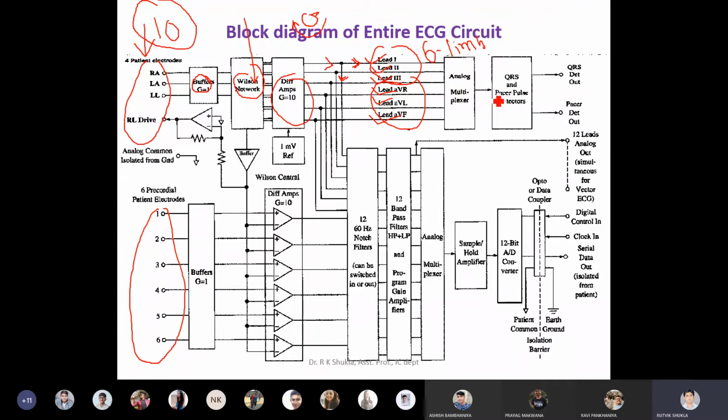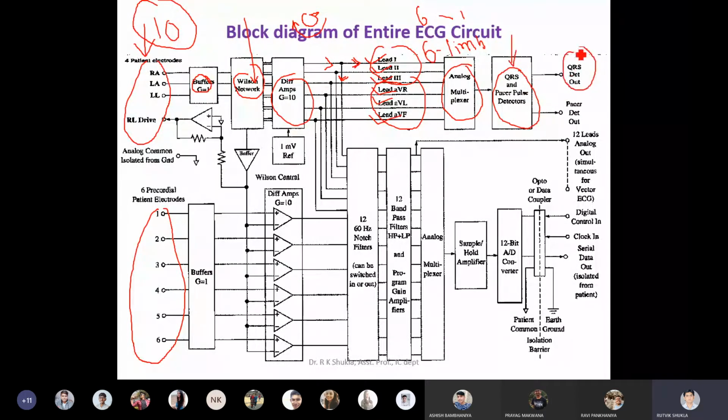Now this side is having an analog multiplexer. Means now after getting 6 channels over here, they are selecting one of them. It will select any one input out of 6 inputs. Multiplexer is 6 to 1. So 6 inputs you have and you are getting one output. Now that output goes to a QRS and Pacer pulse detector. It means out of these 6 leads, you are getting 2 major pieces of information, and you are extracting these 2 with the help of this block.